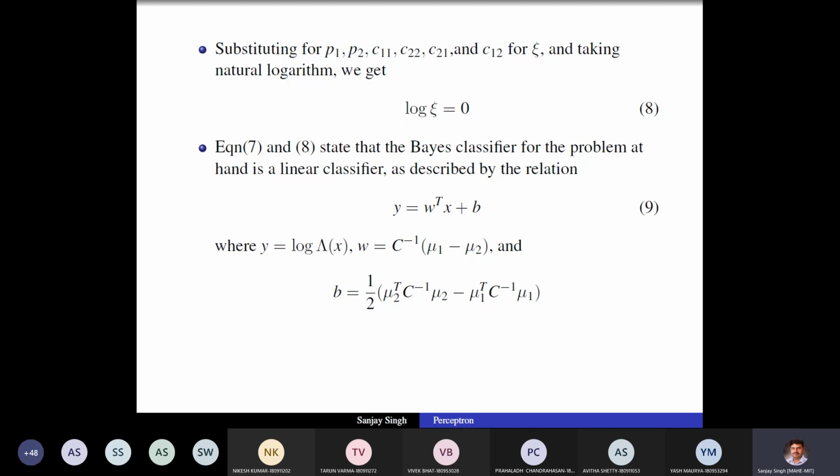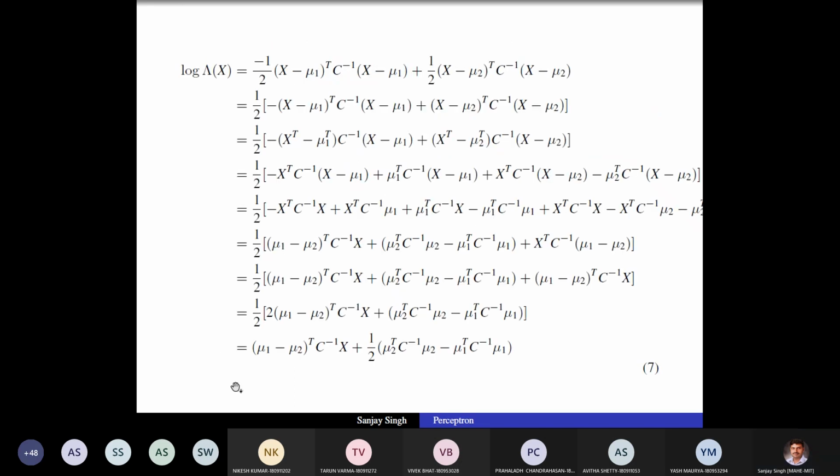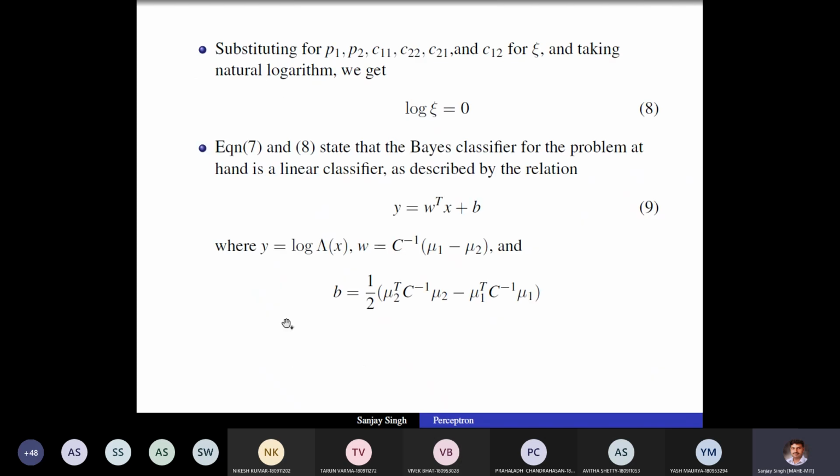Now, from these two previous equations 7 and 8, we can state that the Bayes classifier for the problem at hand is a linear classifier as described by this equation. If I write y equal to w^T x plus b and compare this equation with that one, I'll find that y is nothing but log lambda of x, and w is nothing but C inverse (mu1 minus mu2).